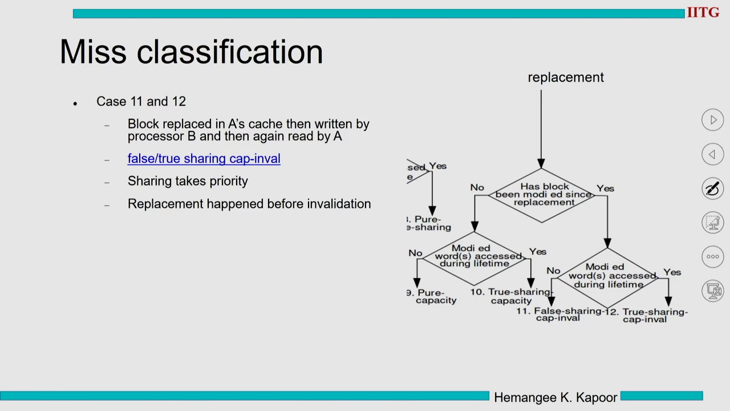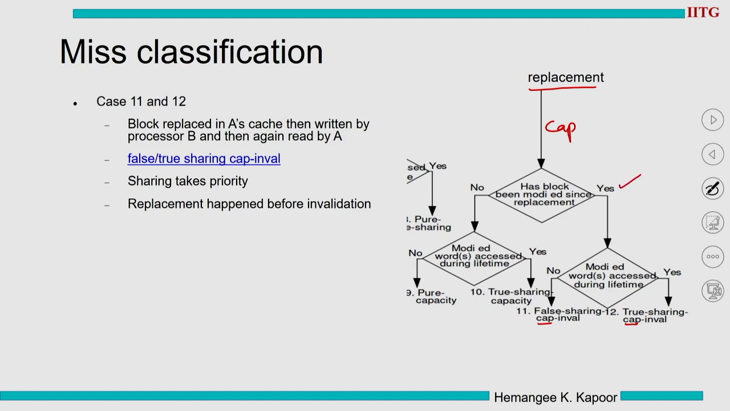Okay, so the remaining categories are in the mixed category classifications, case 11 and 12 on this slide. So we start from the top. The block was replaced, not invalidated but replaced. So when you say replaced, it is related to capacity. So when we replace, it comes with this capacity keyword. If you see here, the cap word is written here. Has the block been modified since replacement?